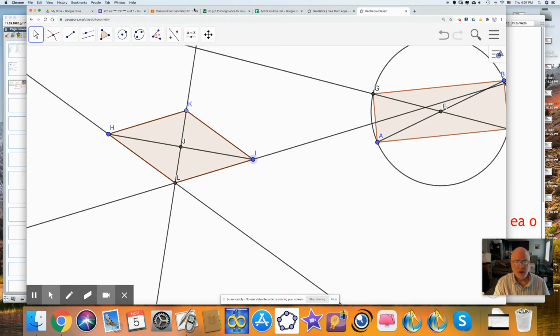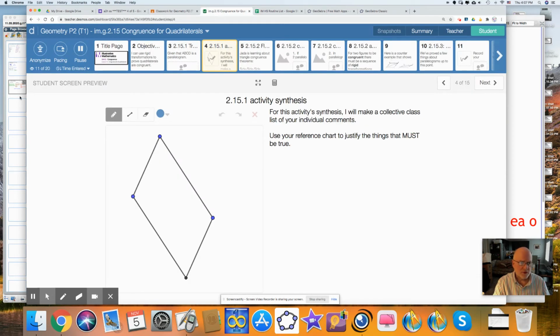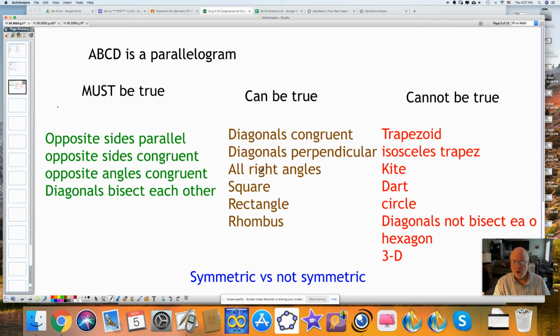Now, let's see. Some other comments. It could be true that they're all right angles, in which case it'd be a rectangle. It could be a square. It doesn't have to be a square, but it could be a square. It could be a rectangle, or it could be a rhombus. What can't be true: can't be a trapezoid, can't be an isosceles trapezoid, can't be a kite or a dart.